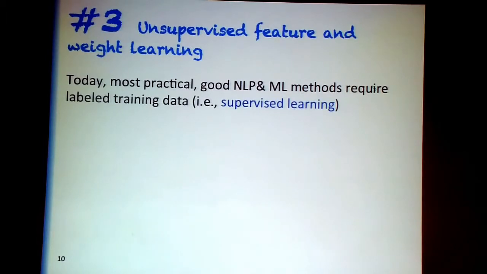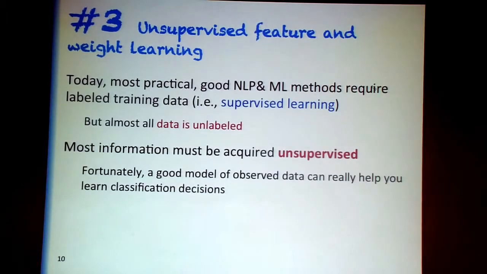But if you just think about the tools that we really use and that work well for us, all of the statistical parsers and the NER systems and things like that, they're trained as supervised learning by and large. And that stands in contrast to the fact that almost all data in the world is unlabeled. And so we just have to be acquiring most information unsupervised. What we hope to show you in the later parts of today is that we can do this wonderful thing whereby building a good model of the observed data, we can use that to really help us make classification decisions with a little bit of supervised data.